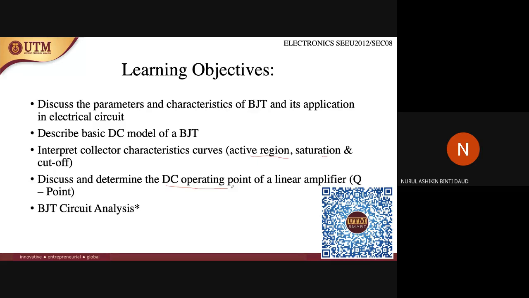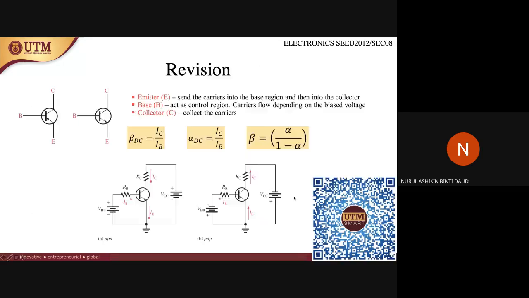We're going to look in detail at what the DC operating point of a linear amplifier is, the Q point. We will see the Q point: what is the Q point on the graph from the IV curve? Yeah, the IV curve. All right. So a little bit of recap from yesterday's class.